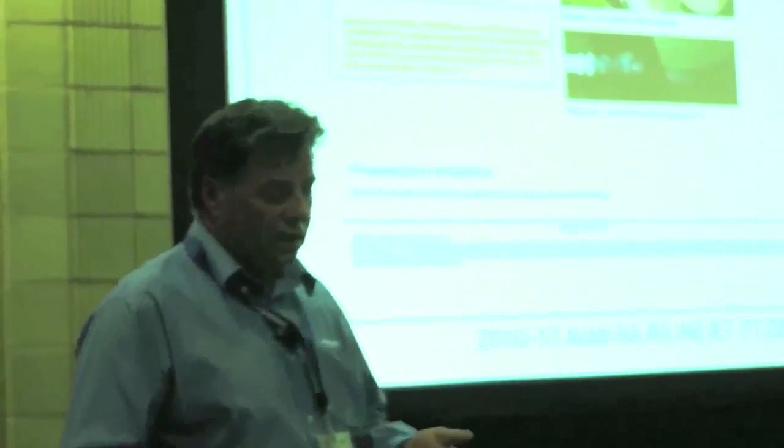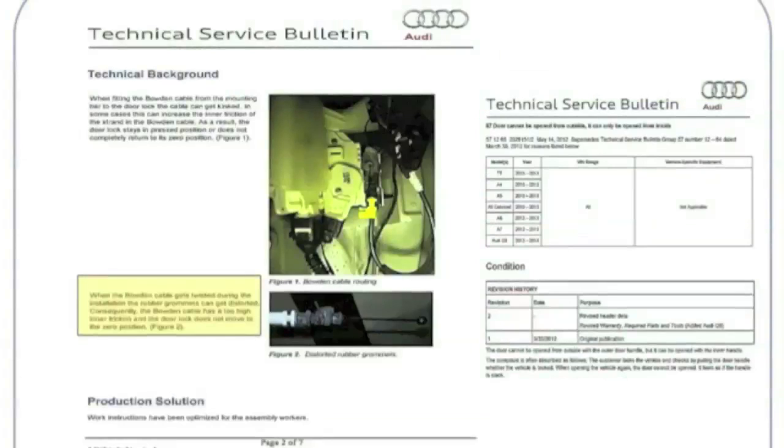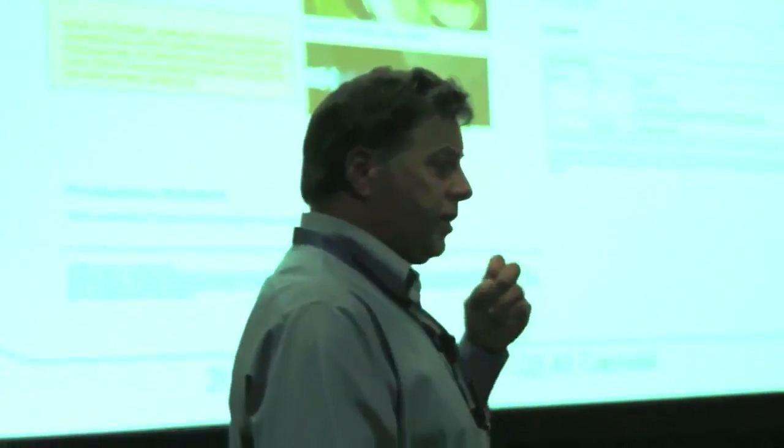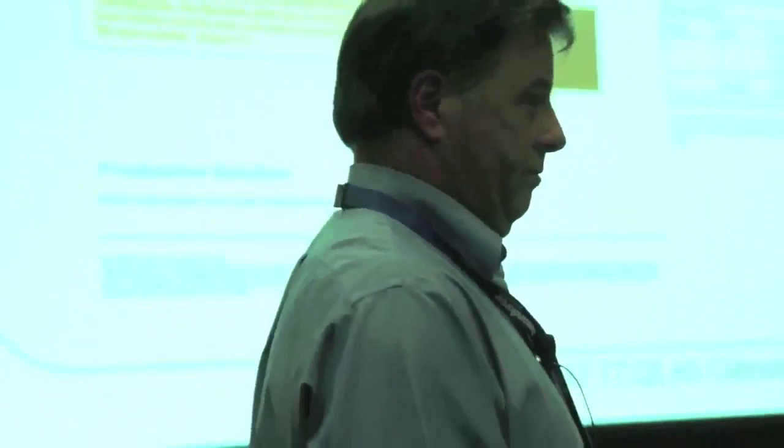Here's another one. The lock doesn't work, or the door doesn't open from the inside. This TSB is telling us on this Audi that if you put back this regulator on the door and it's wrong, and the cable's bound up in a certain area and not routed properly, it'll initiate the lock mechanism on the door and keep it in a half-locked position where the door won't open from the inside. Pretty valuable stuff if you have a customer coming back saying, hey, you just worked on my door and I can't get out of it, right?